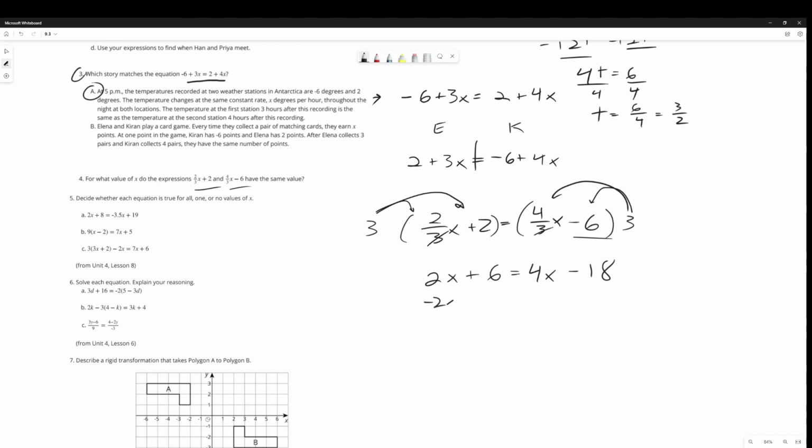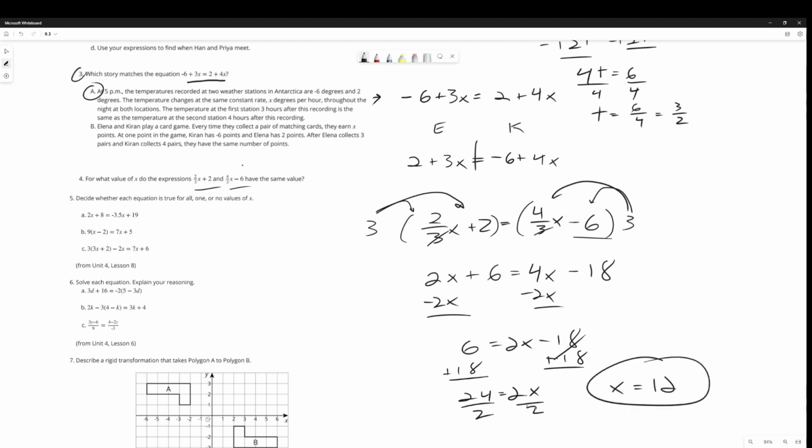I like to work with my least variable first, so I'm going to subtract 2x from both sides. I'm going to get 6 equals 2x minus 18. Add 18, add 18. Cancels out. We're going to get 24 equals 2x. Divide by 2. That's a 2. Divide by 2. And I know x equals 12.